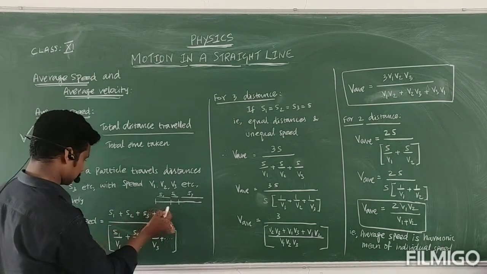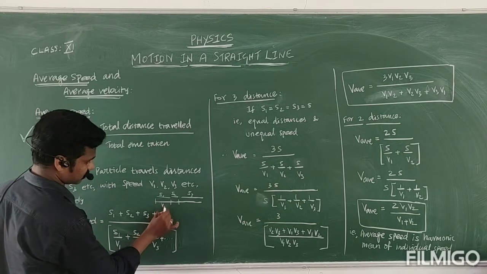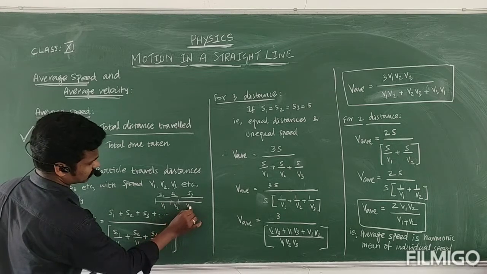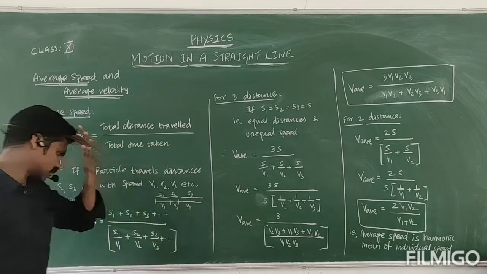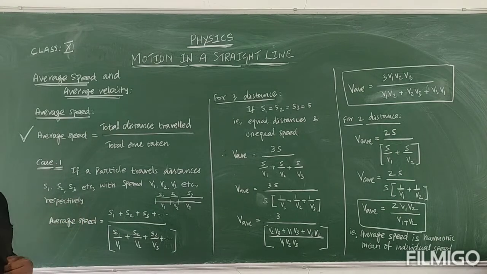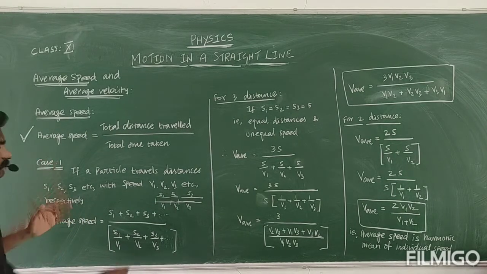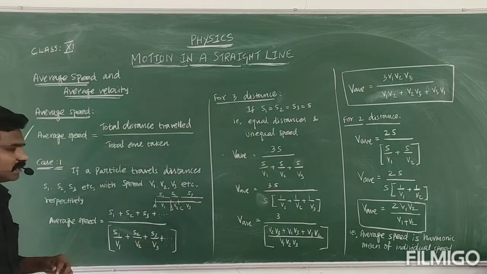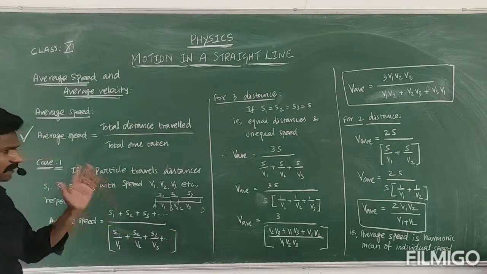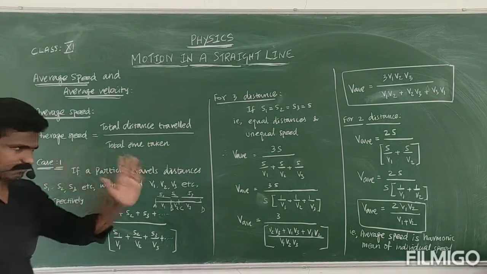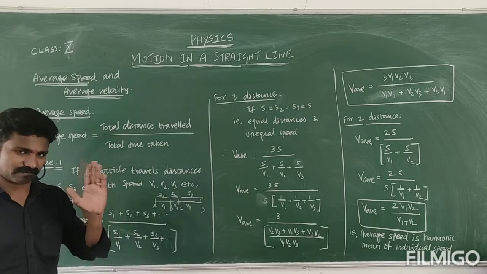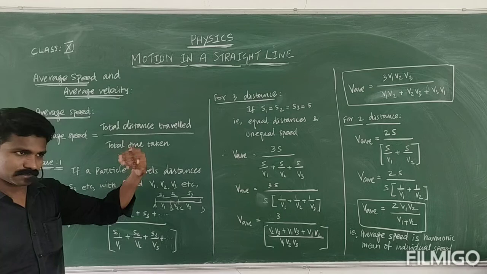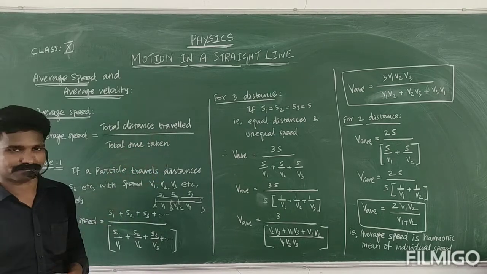And then here the different speeds. It's v1 speed for this gap. The next gap is covered with v2 speed. The next gap is covered with v3 speed. So in this situation, how to find the average speed? For example, it is position A, position B, position C, position D. So A to B is some different distance with some different speed. Like that B to C also varies, C to D also varies.